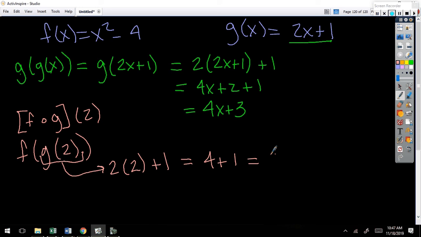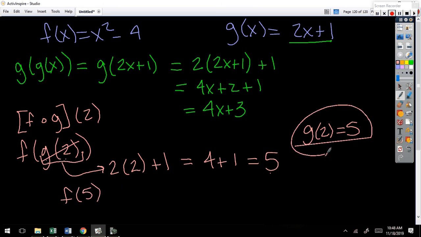Wait, so you're just plugging g into what? Well, this time I'm plugging 2 into g, and I'm getting an answer, right? So I know g of 2 equals 5. Are we all in agreement with that? And if g of 2 equals 5, then really what I'm finding is not f of g of 2, but f of 5, because g of 2 is 5.